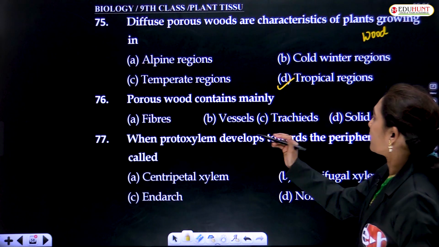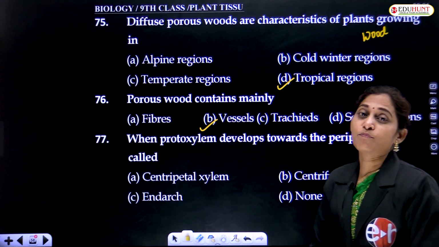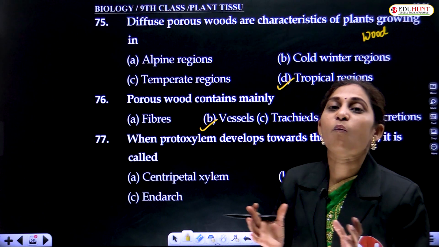Porous wood contains mainly vessels. Just now I mentioned porous means vessel with wider lumen.